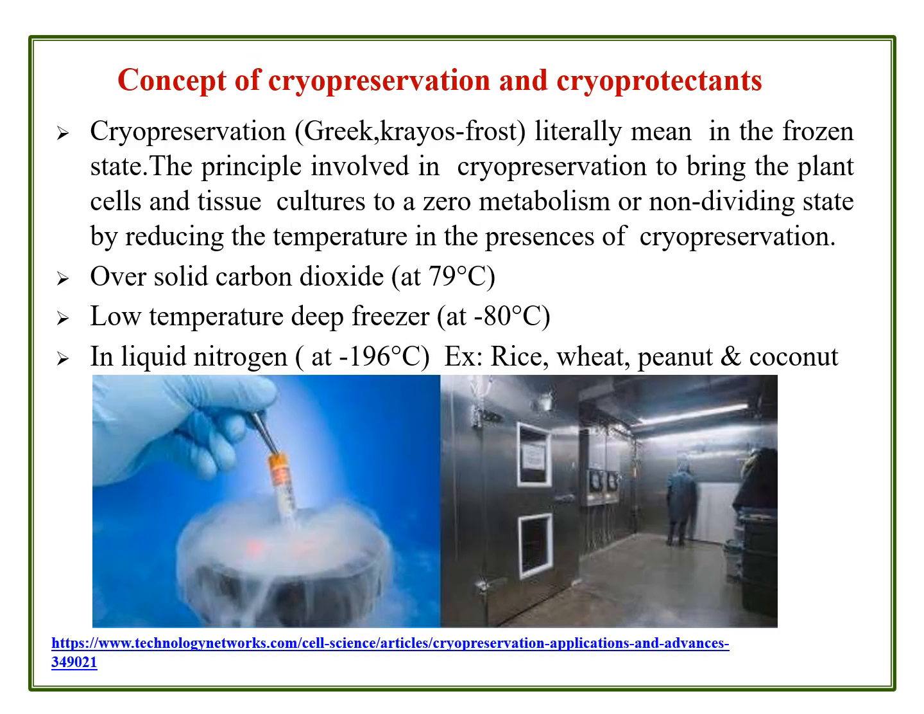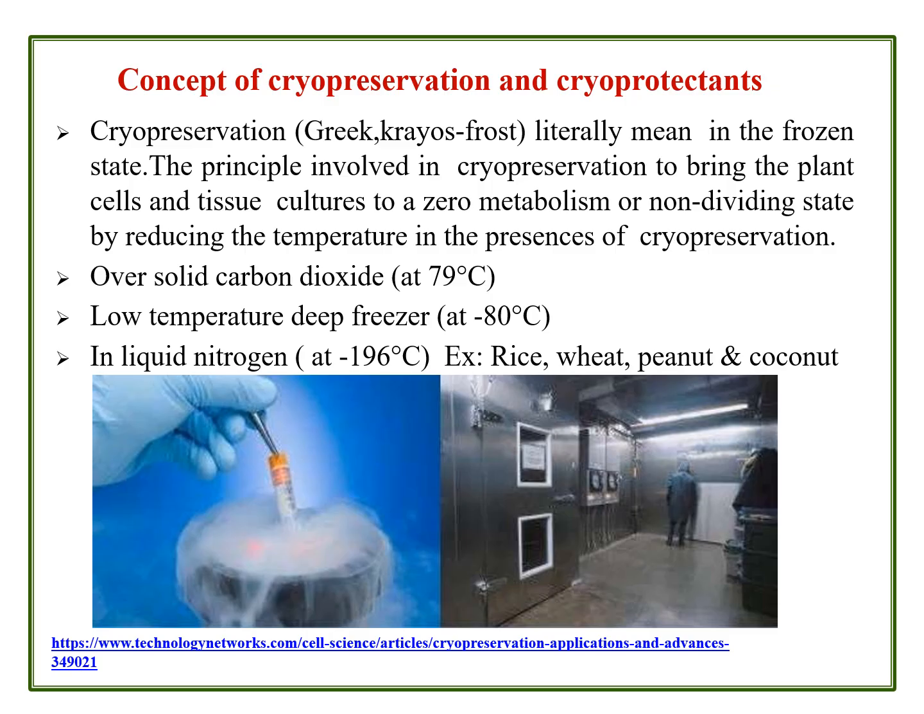The next topic is the concept of cryopreservation and how cryoprotectants are useful. In Greek terminology, cryos means frost, literally meaning in the frozen state. The principle involved in cryopreservation is to bring plant cells and tissue cultures to a zero metabolic rate or non-dividing state by reducing the temperature in the presence of cryoprotectants, over solid carbon dioxide at minus 79 degrees centigrade, a low temperature deep freezer at minus 80 degrees centigrade, and liquid nitrogen at minus 196 degrees centigrade.